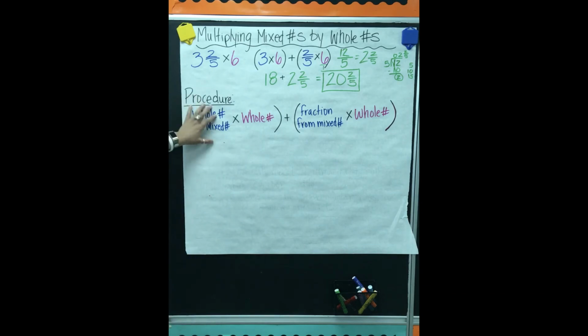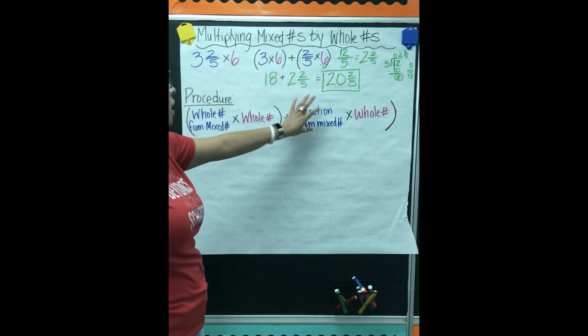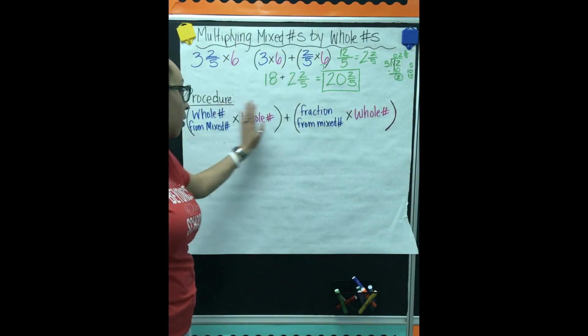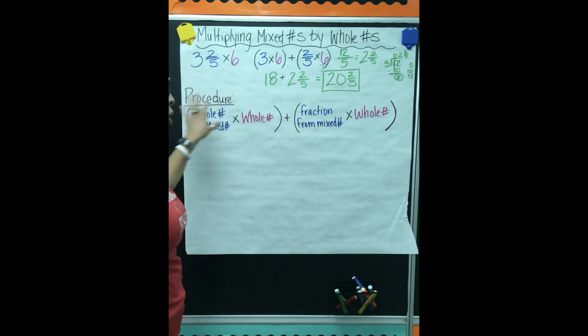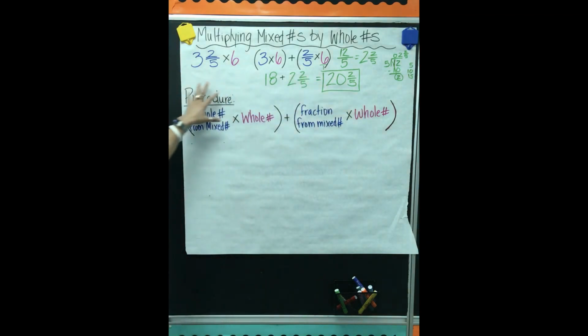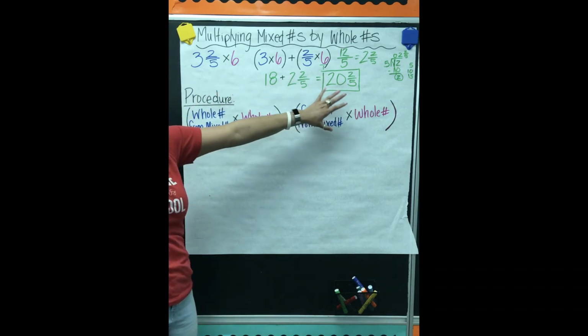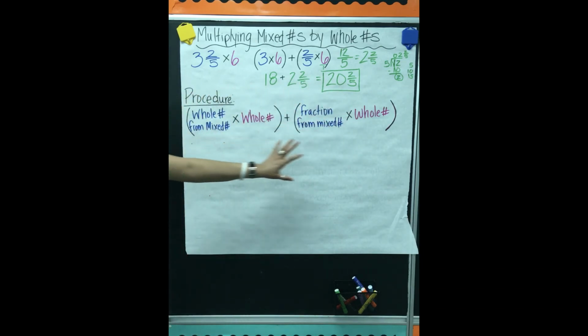So we go whole number of the mixed number times the whole number, then the fraction of the mixed number times the whole number. And we figure out the multiplication and we add them. What kind of problem is this where we have multiple steps and we have parentheses and we have to do certain things first? What kind of problem is that?